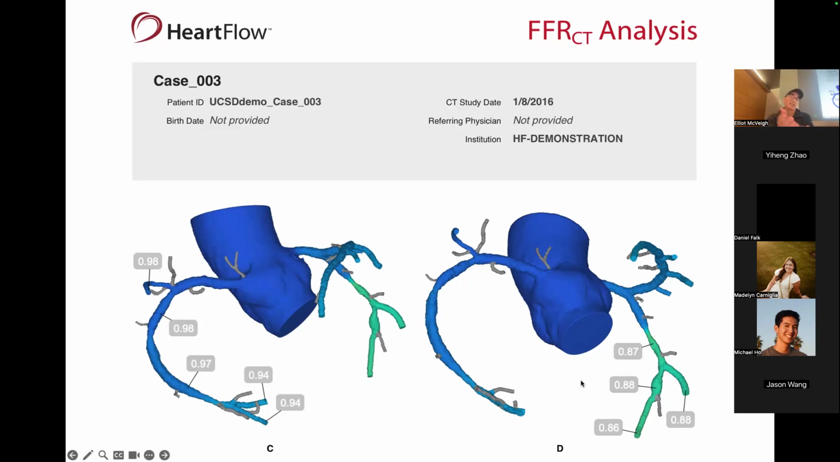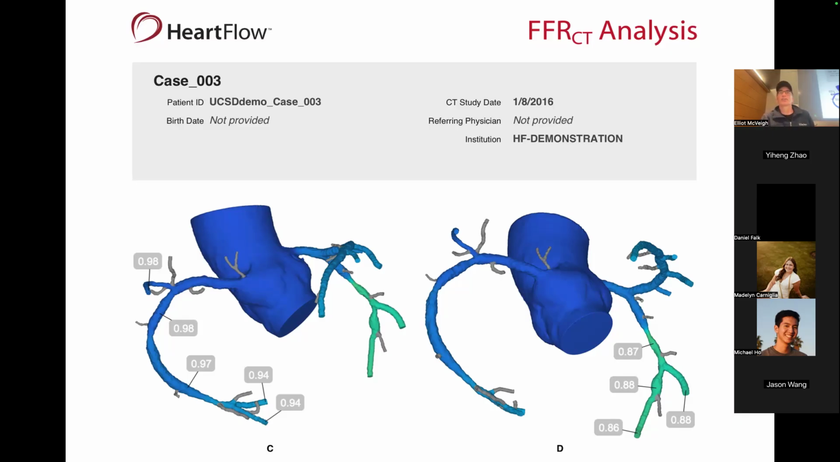And this technology basically does that measurement from the CT, as opposed to putting the pressure catheter in that person's coronary artery. You just do the CT and do this computational fluid dynamics and figure out whether or not they need a stent.